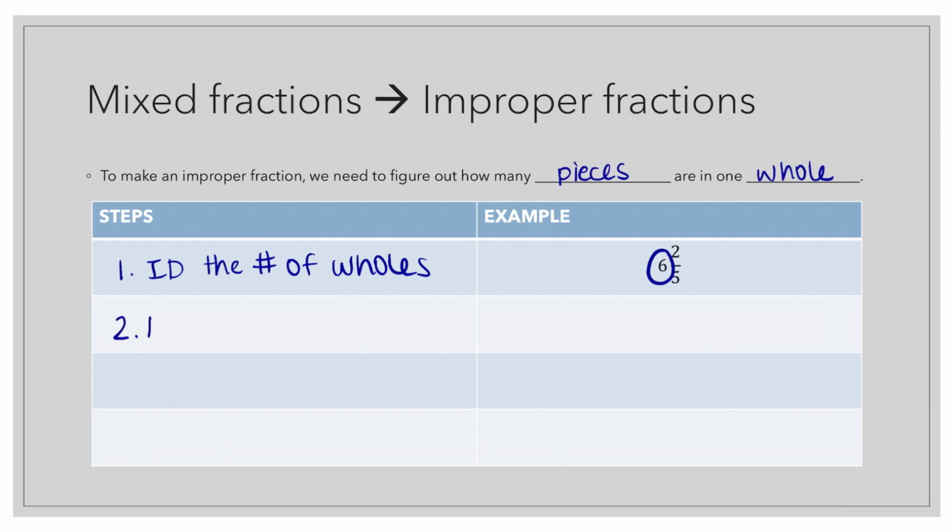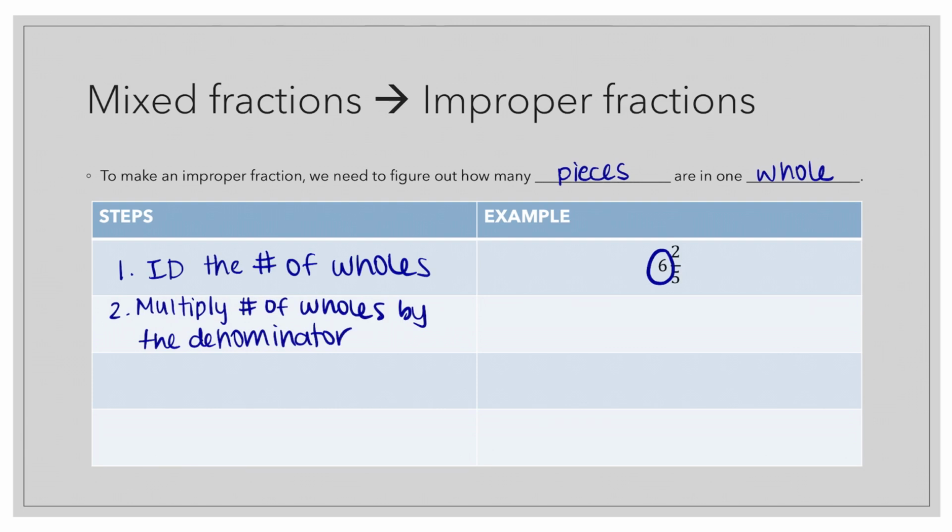Second, you're going to multiply the number of wholes by the denominator. So I would do 6 times 5 is equal to 30.